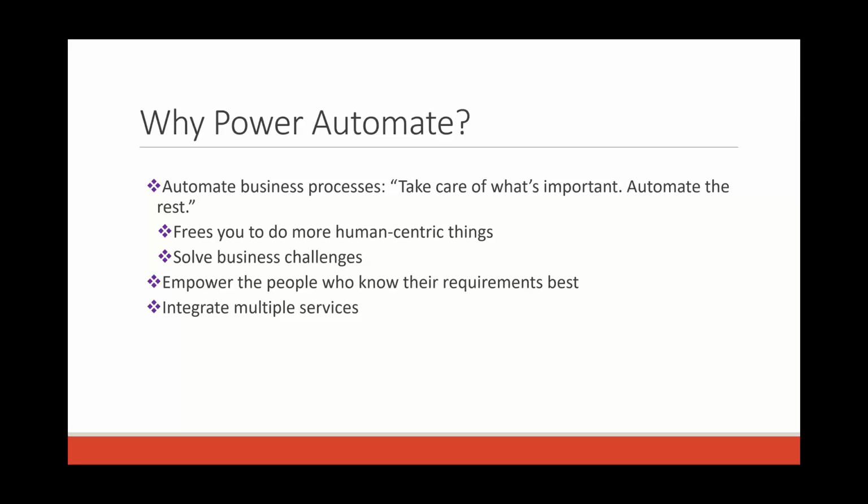So the reasons that you might look at Power Automate are mainly to automate business processes. Microsoft's current tagline on the Power Automate homepage is to take care of what's important and automate the rest. I take a little bit of issue with that, in that I think you want to also automate important things, but I think what they really mean is that you can automate a certain number of business processes, leaving yourself to take care of other important things that only a human can do.